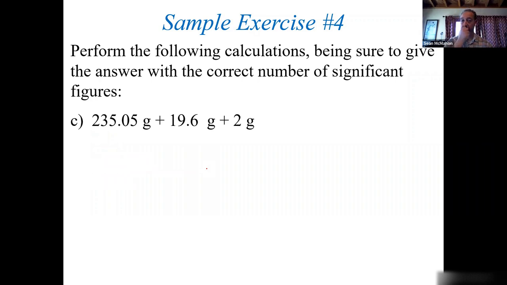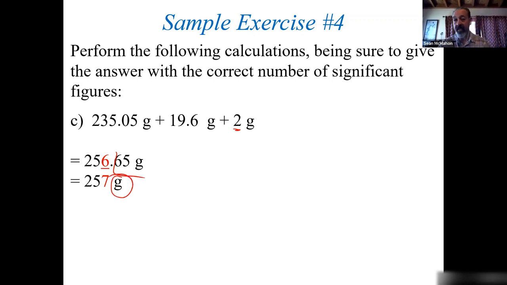I go here. This goes to the hundredths, the tenths, the ones. So where am I going to go? The ones. So I underline the ones. I'm going to drop this. It's greater than 5. I'm going to round up to 257. And again, I'm using units, grams.